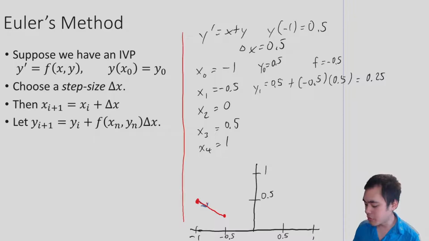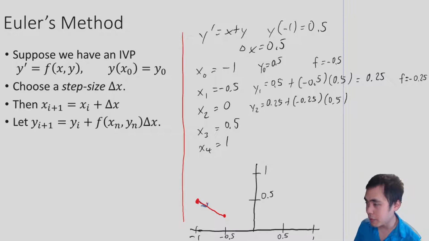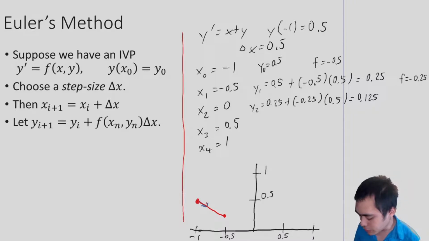And then the next thing we need to do is figure out what f is. Well, what's the slope at 0.5, 0.25? Well, y prime is equal to x plus y, and so the slope at this next point is going to be minus 0.25. Okay? And so if the slope is minus 0.25, then y2 is going to be equal to 0.25, our point, plus minus 0.25 times the step size, 0.5. That's going to give you 0.125. So that's going to be 0.125 as we go there.